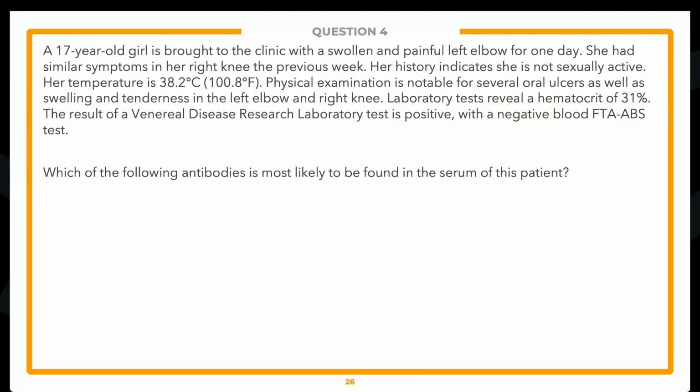So again, which of the following antibodies is most likely to be found in the serum of this patient? Some of you may already have a read on what's going on with this patient. Maybe have a guess or a hypothesis. So let us know there in the question box as I turn it over to Abraham.